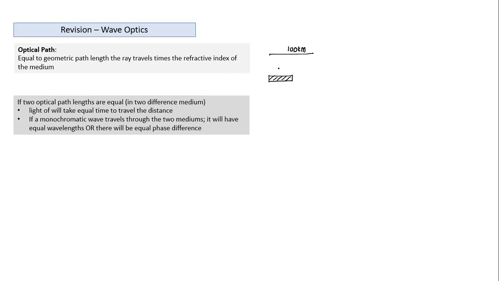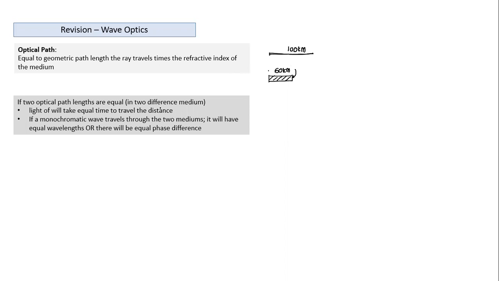Time taken is the same, so I can say the 60 kilometers on a patch of road where the speed is lower is equivalent to 100 kilometers on an expressway where the speed could be higher, because the time taken is the same. So we can say these road lengths are equivalent in terms of time. Something similar here: if two optical path lengths are equal, then the light will take the same time to travel the distance.